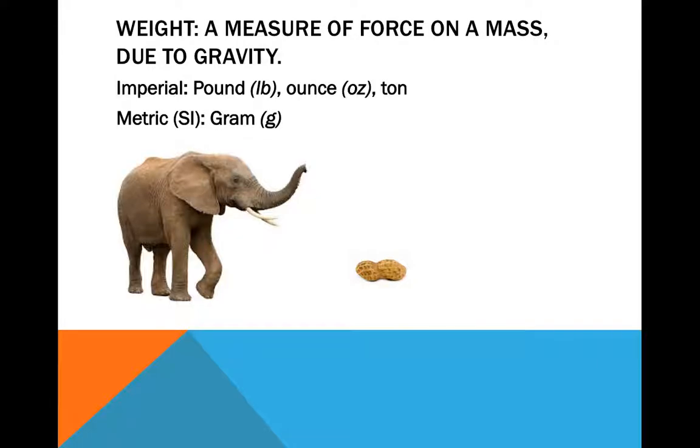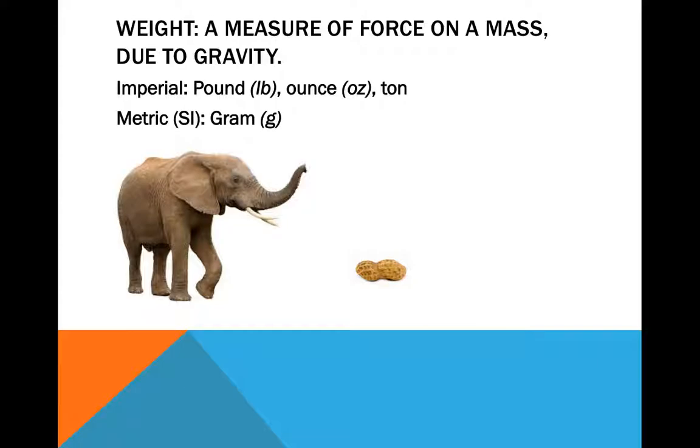Now, the weight of something is the force on a mass that's being measured, and that force is due to gravity. So an elephant standing on Earth may weigh 8 tons, right? A ton is 2,000 pounds. So 16,000 pounds.